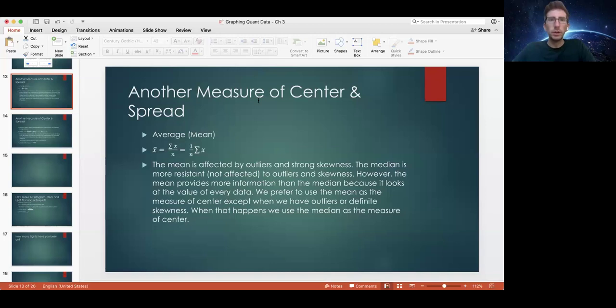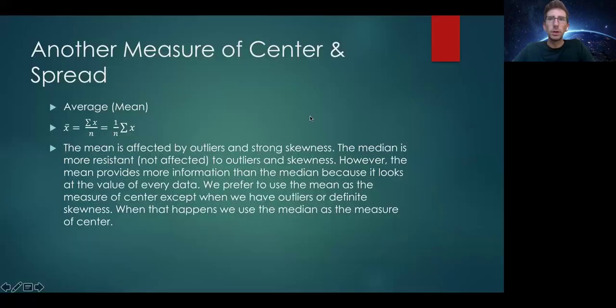Welcome back. We're going to continue chapter 3. We're going to talk about another measure of center and spread. We've been talking about center and spread in our last video. We talked about the median as a measure of center. We also talked about the 5-number summary, the interquartile range, and the range itself as our measures of spread.